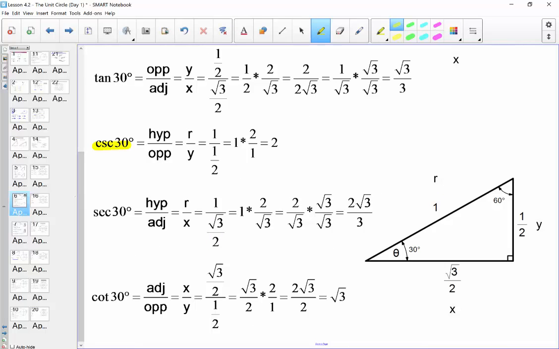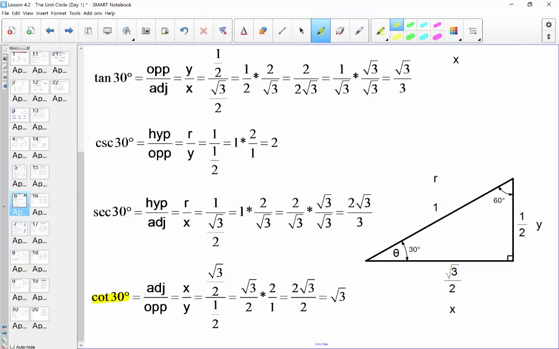The cosecant of 30 degrees is equal to the hypotenuse 1 over the opposite 1/2. And that simplifies down to 2. The secant of 30 is equal to the hypotenuse 1 divided by the adjacent side, square root of 3 over 2. Again, multiply by the inverse of the denominator, 1 times 2 over the square root of 3. We get 2 over the square root of 3. Rationalize to get rid of the radical in the bottom. And we end up with 2 times the square root of 3 over 3.